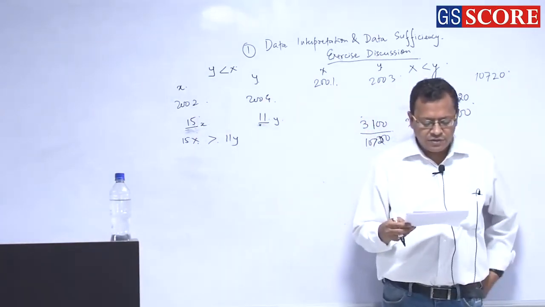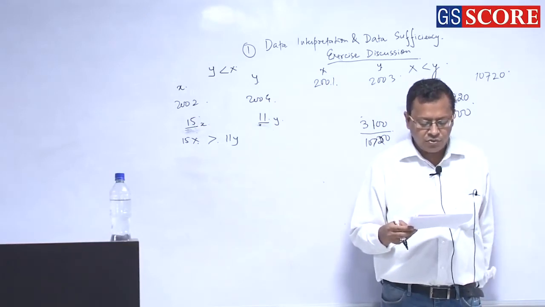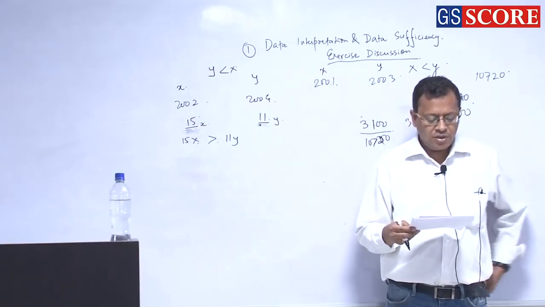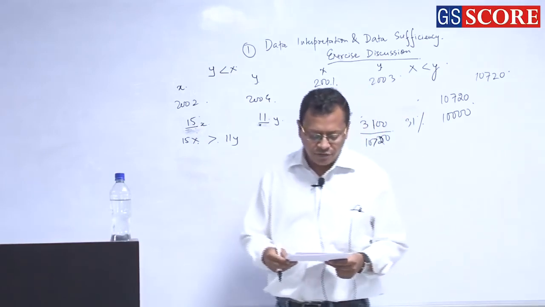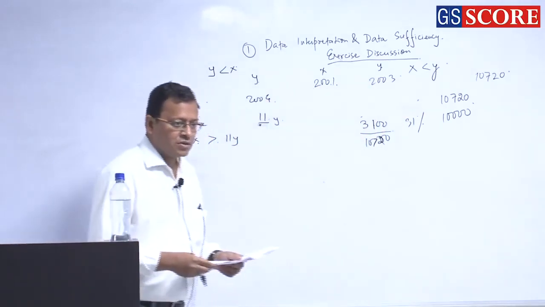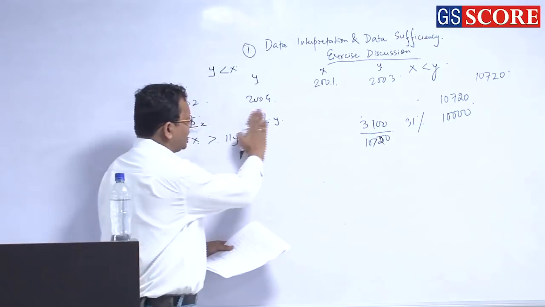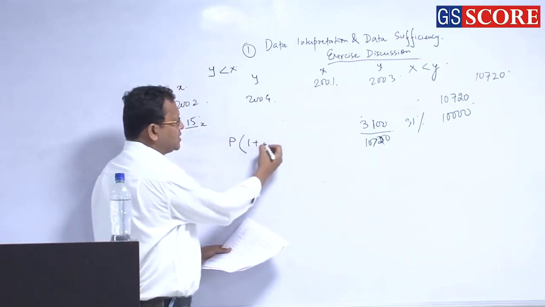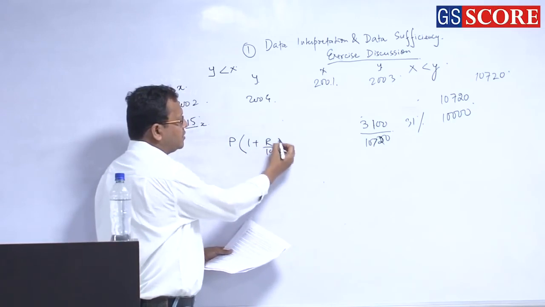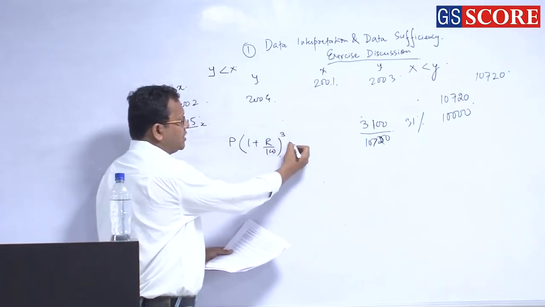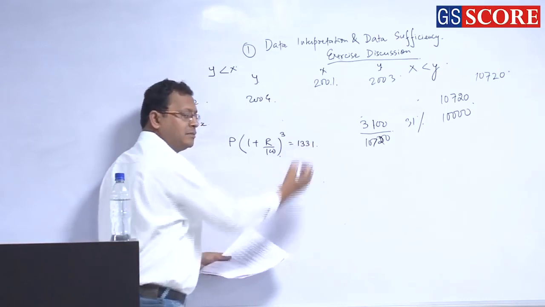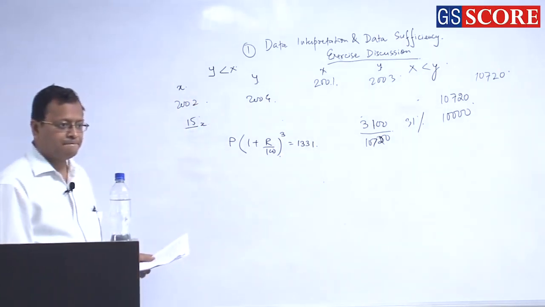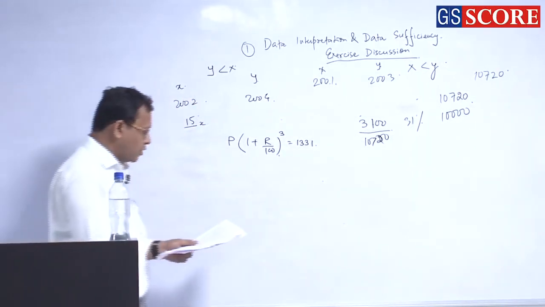A certain amount invested, the compound interest rate amounts to 1331. The amount was invested for a period of 3 years. So what is the answer then? So we can say P principal into 1 plus R by 100 raised to the power 3 is equal to 1331. Right? So what is the option?